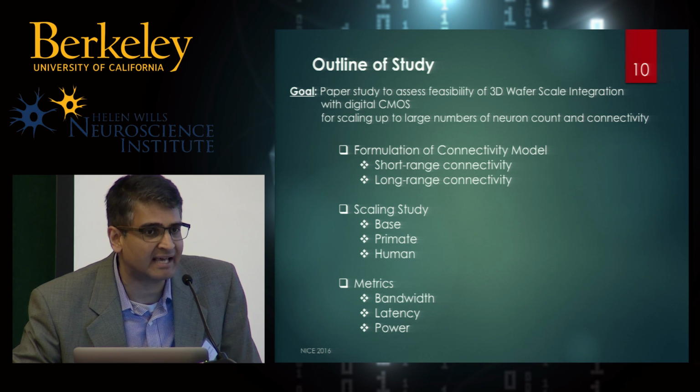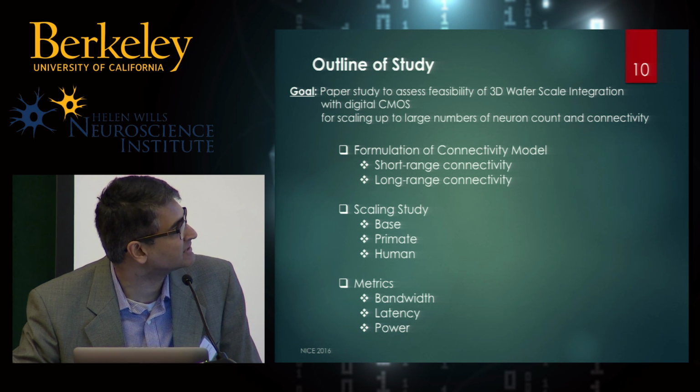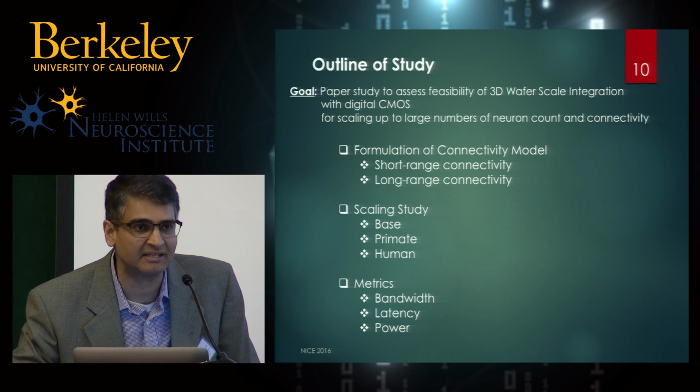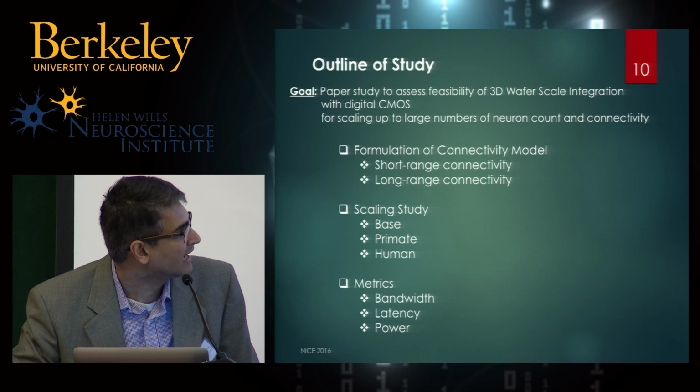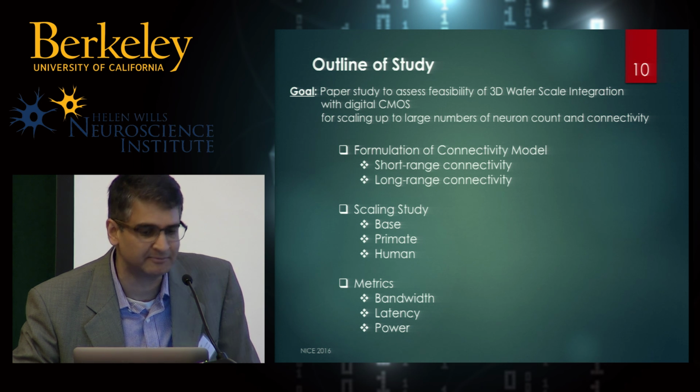So in order to do this scaling study, I took three examples. The first case I call a base case. Then I scale it up to a primate case. And then finally, I asked the question of, well, what happens if we try to scale it up to a human-level case? And the metrics that I want to look at are bandwidth, latency, and power.